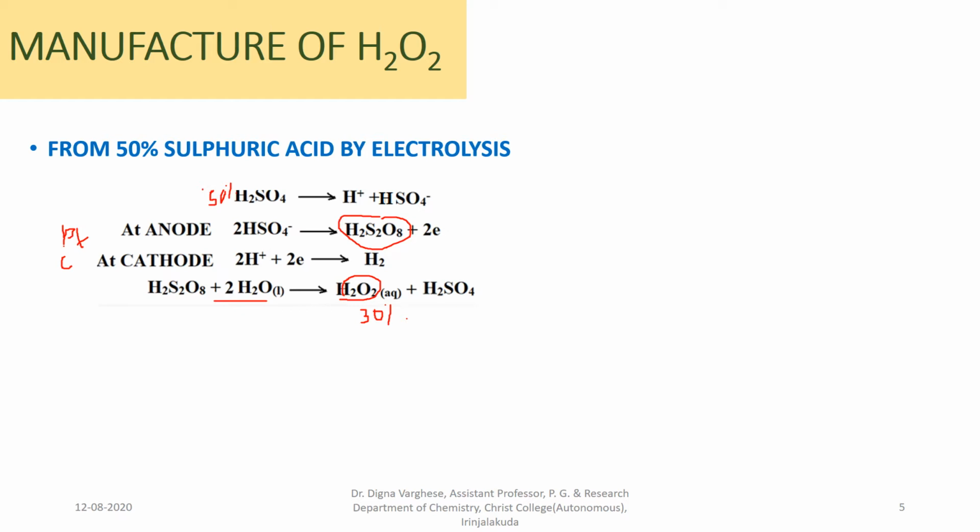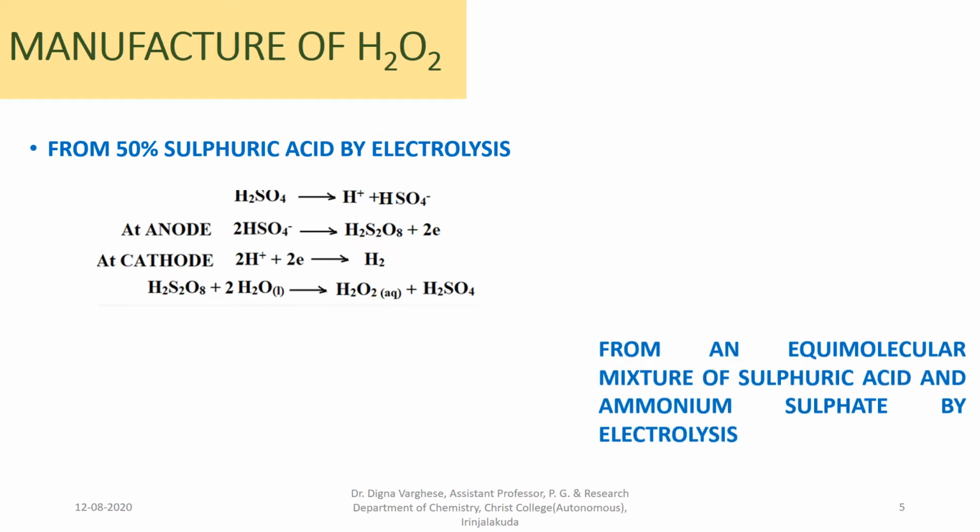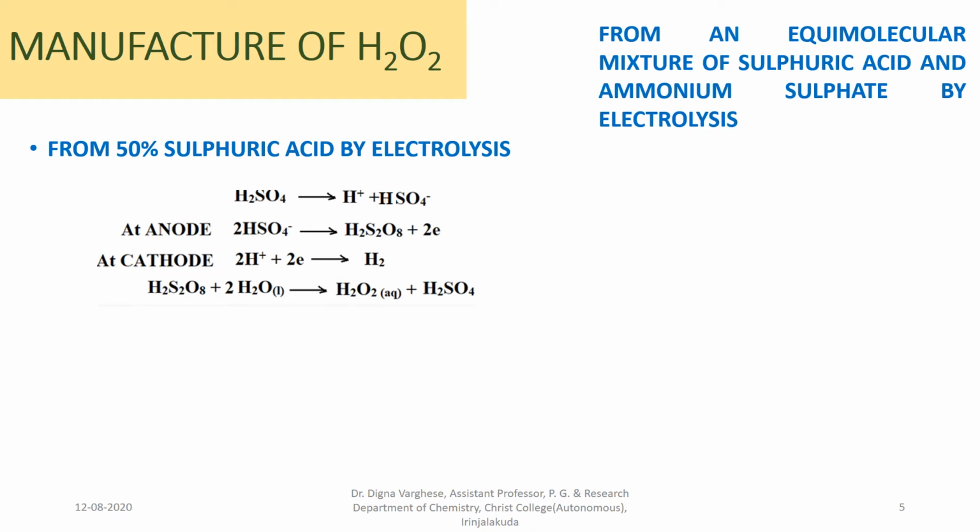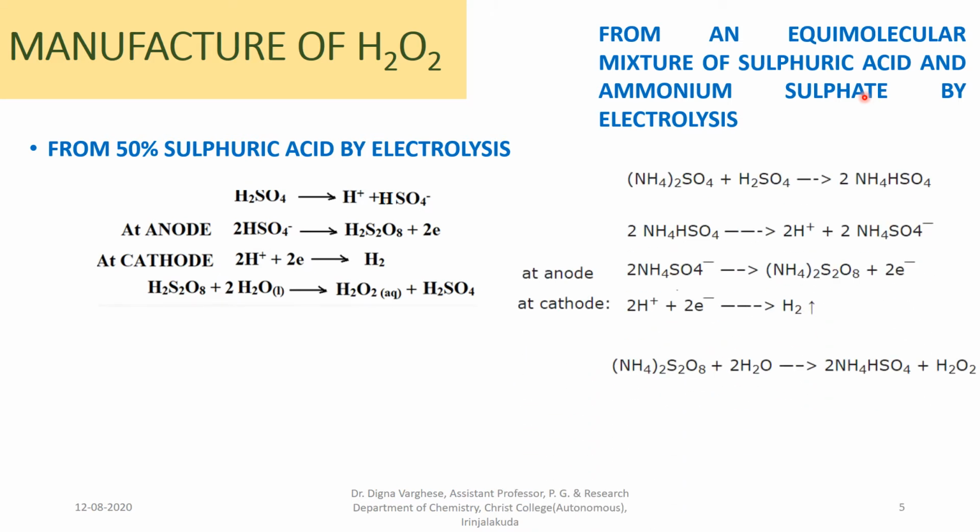Second method is from an equimolecular mixture of sulfuric acid and ammonium sulfate by electrolysis. Hydrogen peroxide can be manufactured by the electrolysis of an equimolecular mixture of sulfuric acid and ammonium sulfate in a cell using platinum anode and graphite cathode. Here the cell reaction is like this: ammonium sulfate reacts with the sulfuric acid. We are taking in the cell a mixture of sulfuric acid and ammonium sulfate.